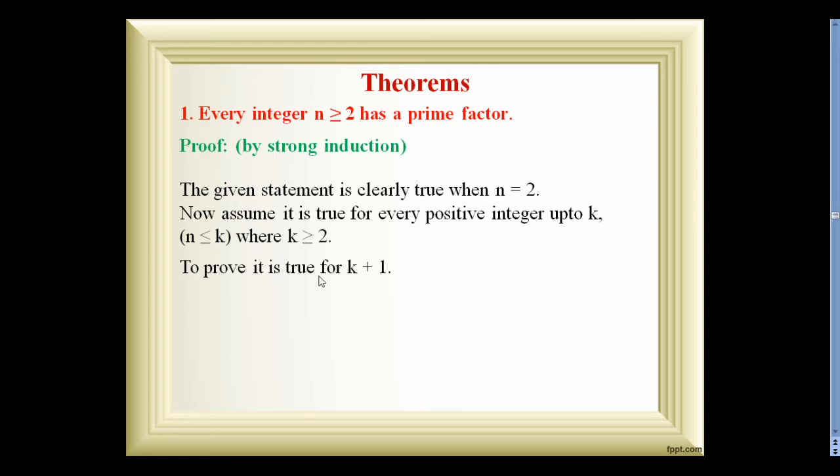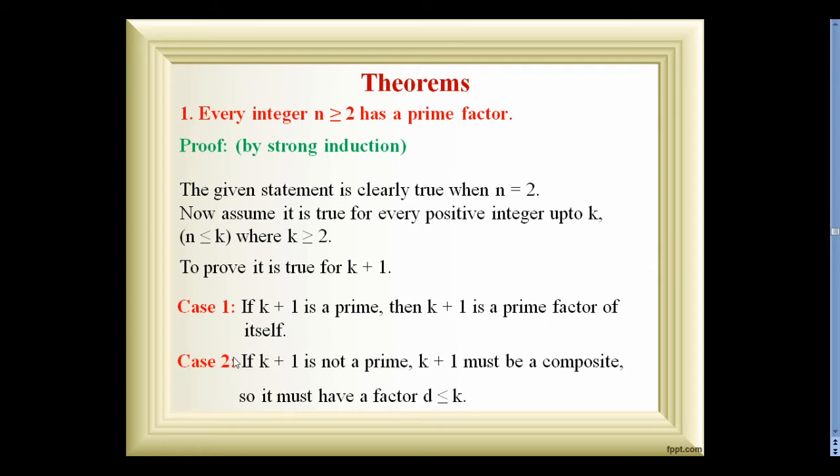To prove it is true for k plus 1, case 1: if k plus 1 is a prime number, then k plus 1 is a prime factor of itself. Case 2: if k plus 1 is not a prime, that means k plus 1 must be a composite number. Composite number means what? It will have factors. So it must have a factor d less than or equal to k. Obviously the factors will be less than the number, so d is less than or equal to k.